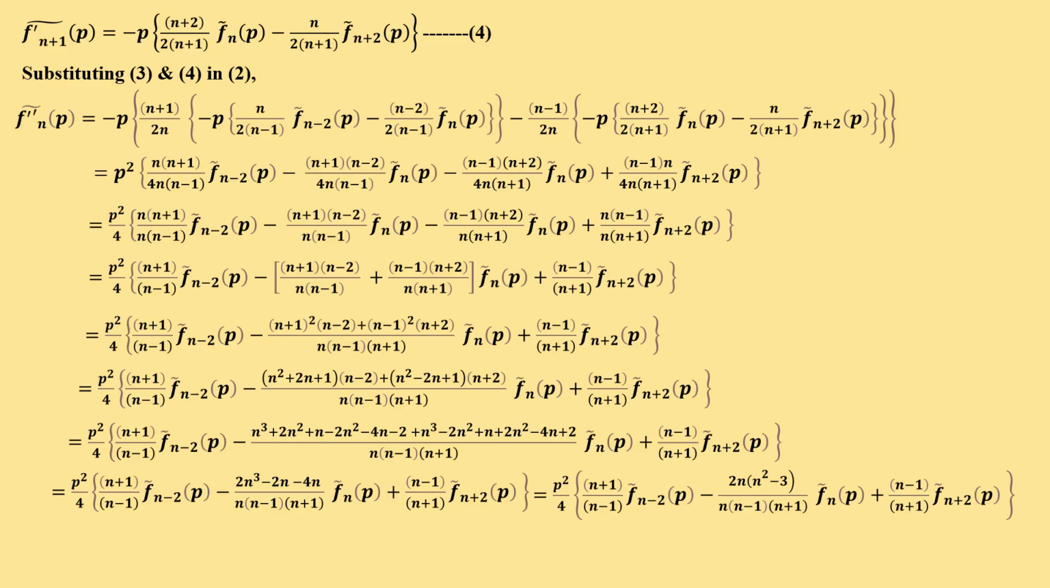So in the second term n and n, numerator and denominator, get cancelled, so remaining, therefore f double dash bar of n p of p is equal to p square by 4, (n plus 1) by (n minus 1), fn minus 2 bar of p, minus 2 (n square minus 3) by n square, n into (n minus 1) into (n plus 1), we are grouping that, we are using the a square minus b square formula, which is nothing but n square minus 1 in the denominator, fn bar of p, plus (n minus 1) by (n plus 1), fn plus 2 bar of p, which is to be proved. Thanks.